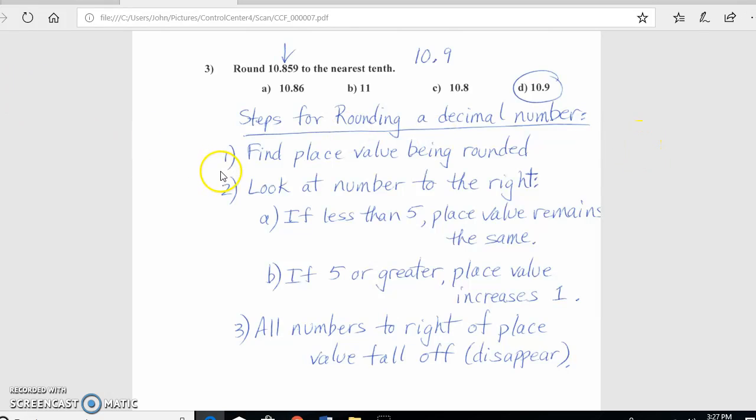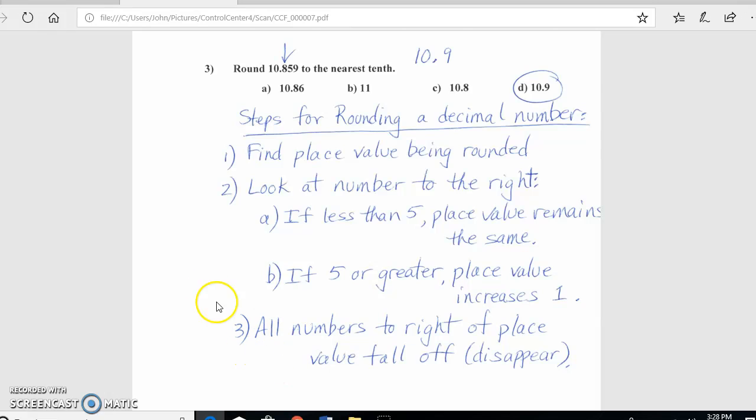The first step is we want to find the place value where we are rounding, which in this case is the tenths. And then we look at the number to the right, and if that number is less than 5, then our place value remains the same. If that number is 5 or greater, then our place value increases 1. And then after we've rounded at our place value, all the numbers to the right of the place value fall off or disappear.